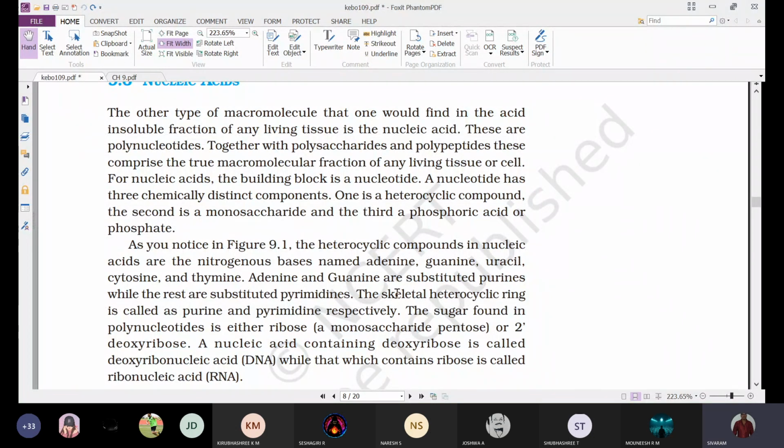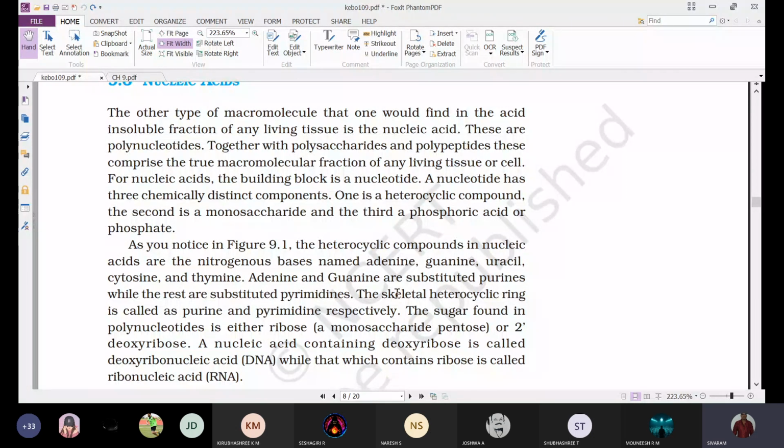We have already discussed polysaccharides. We have discussed proteins or polypeptides. Polysaccharides and polypeptides form macromolecular structures. A nucleotide has three chemically distinct components.